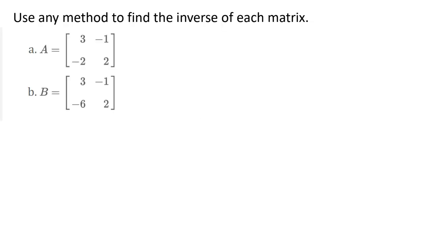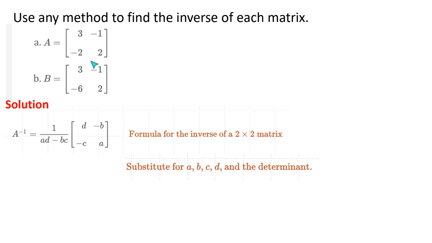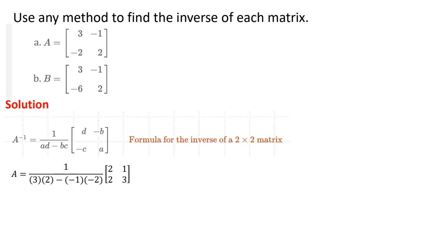Okay, let's try another one. Okay, so let's do the first one here. I'm going to use the formula. So we have 3 times 2, and then we have negative 1 times negative 2. So that would be here. Then I'm going to switch my 3 and the 2, so I get 2 and 3. And then I'm going to switch the signs from negative to positive, so we have positive 1, positive 2. If we simplify, 3 times 2 is 6. Negative 1 times negative 2 is positive 2.